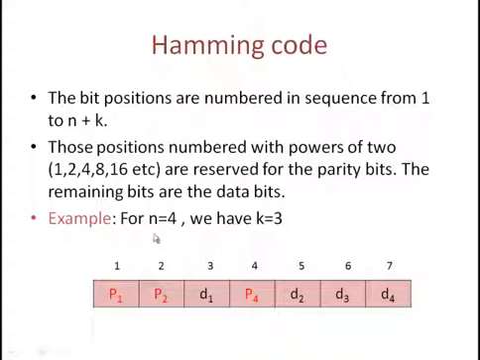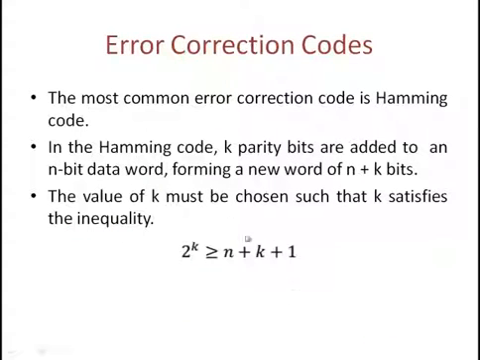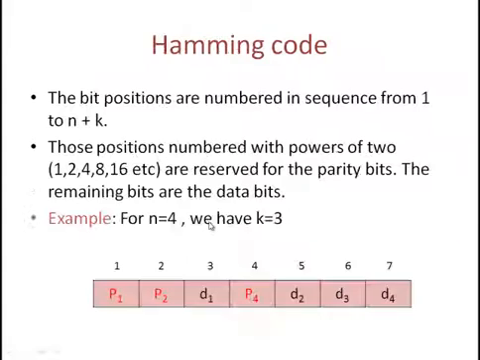For example, here n is equivalent to 4, that is there are 4 bits in the received data word. For n equal to 4, we have k equal to 3. This value of k is evaluated from this inequality equation. Now, the bit positions are numbered in sequence from 1 to n plus k, that is 7 here. Further, the positions 1, 2, 4 are occupied by the parity bits and the remaining are occupied by the data bits.